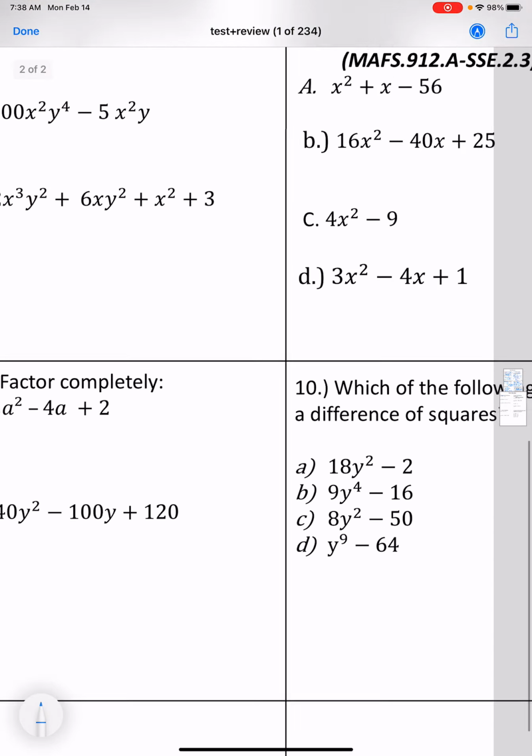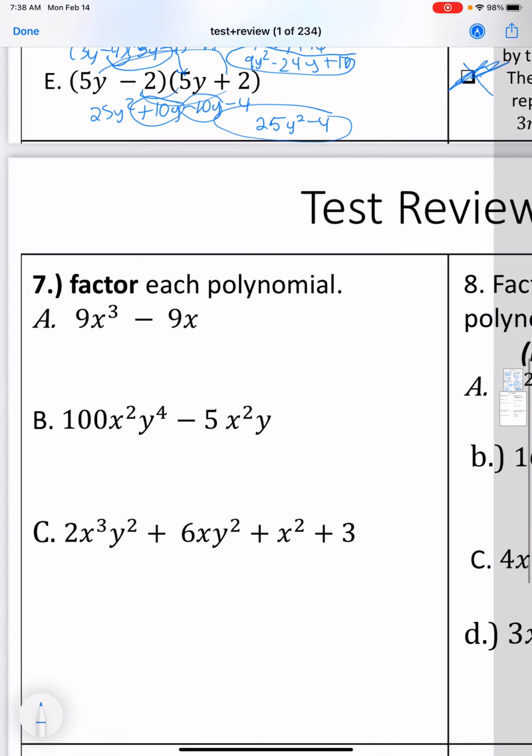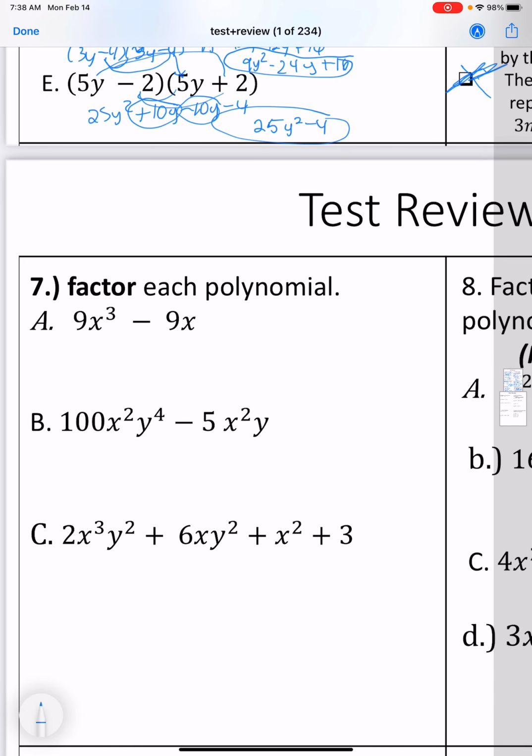Okay, now we're into the most recent stuff that we have learned, and that is factoring. If I see two terms and it is not a difference of squares, I should just start by finding the greatest common factor and seeing if there's anything left to do. So in this case, the greatest common factor is 9, and they both share an x. And then we're left with x squared minus 1.